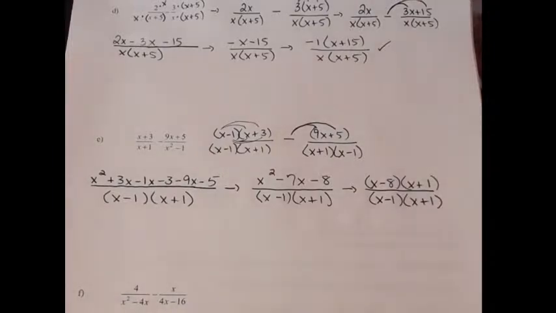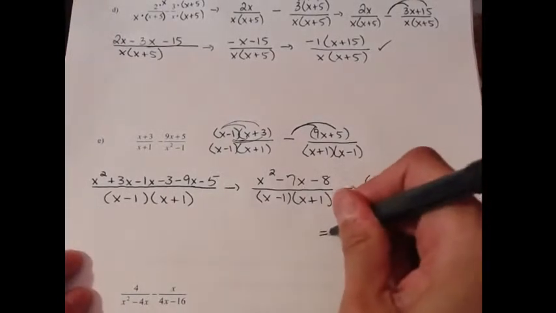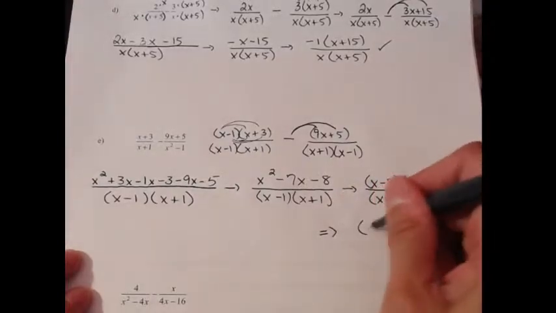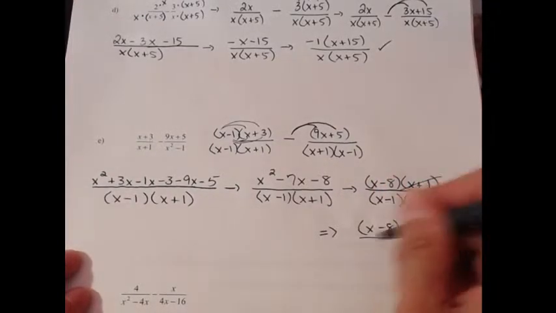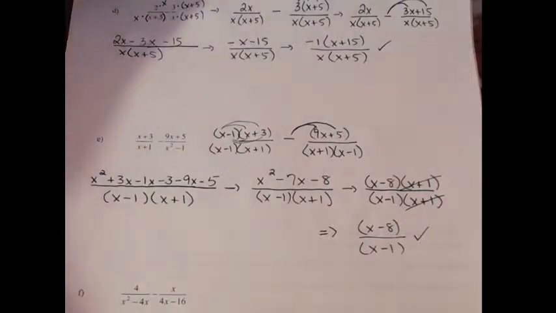And then notice that once everything is completely factored, we do have common factors that we can divide out. And that happens to be the x plus 1s. So my final answer for this problem is going to be x minus 8 over x minus 1. Beautiful.